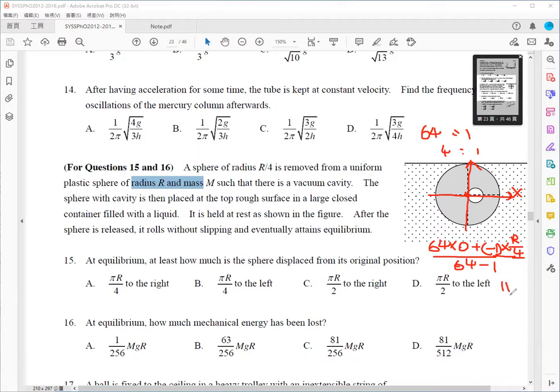Then you get that the center of mass will be something like this. 63 times 4, and that's the answer.